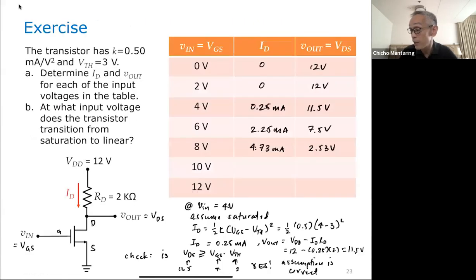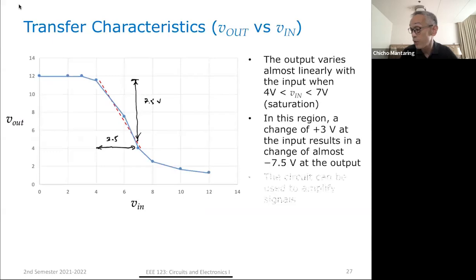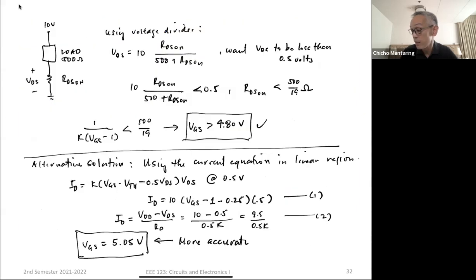So yun yung lumalabas dun sa example ko. Because RDS on is slightly larger than this, then the value of VGS would have to be larger.